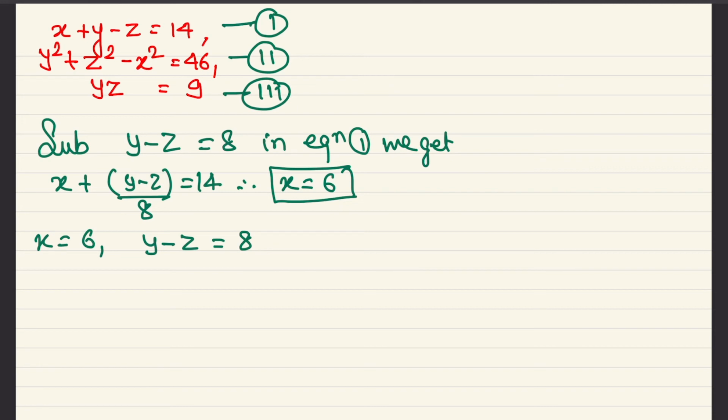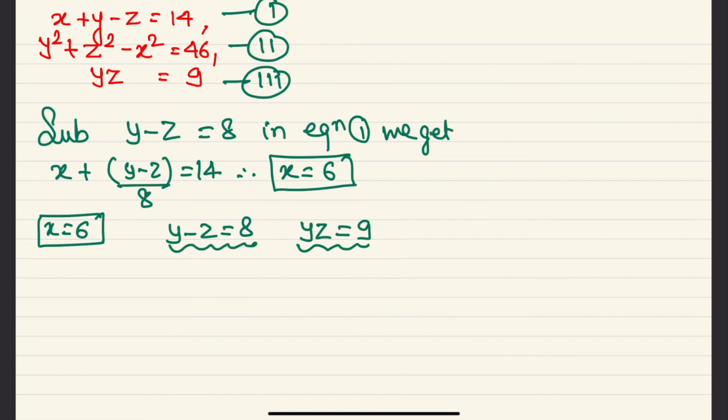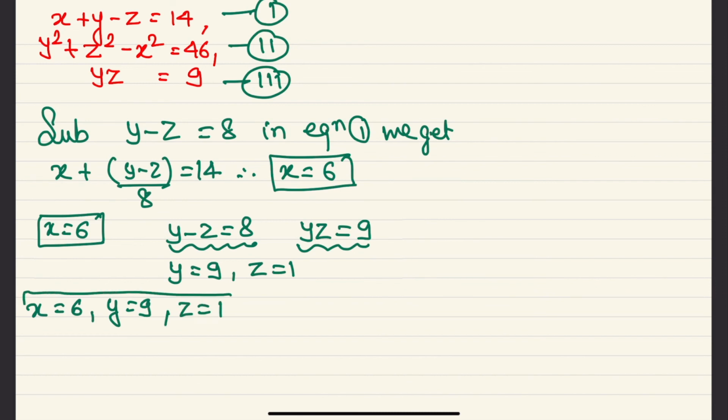Right? Now you look, we have yz is equal to 9 and y minus z is equal to 8. So what are the possible chances? We have x is equal to 6 and y minus z is equal to 8, and our another equation is yz equal to 9. Now in these two equations, we can get the value of y and z. If I put y is equal to 9 and z is equal to 1, then I can get 9 minus 1 equal to 8. So x is equal to 6, y equal to 9 and z equal to 1 can be one of the solutions of the given simultaneous equation.